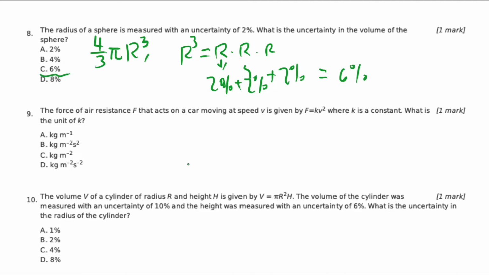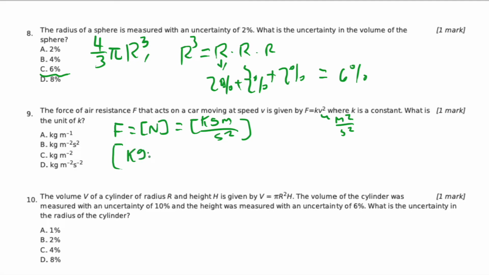The force of air resistance F that acts on a car moving at a speed v is given by F equals k v squared, where k is a constant. What is the unit of k? So force has a unit of Newton, which is equal to kilogram times meter per second squared. And velocity has a unit of meter per second. So Newton, kilogram times meter per second squared, must be equal to the unit of k times meter squared per second squared.